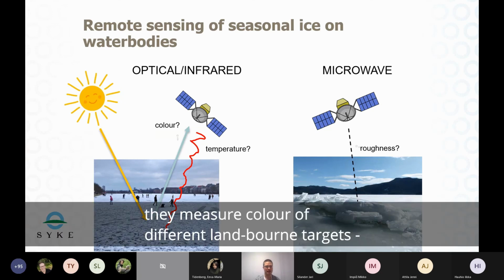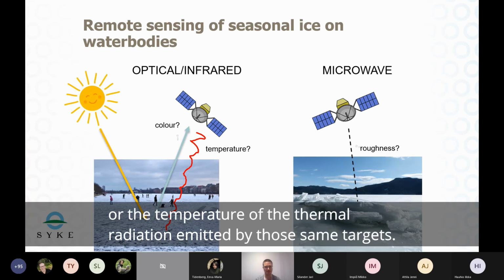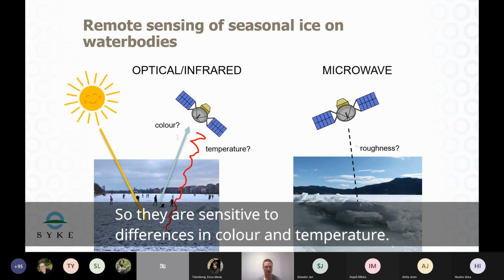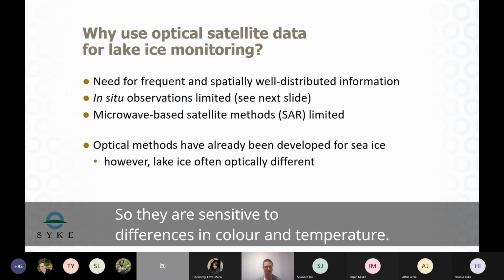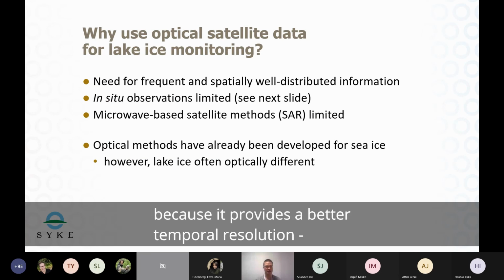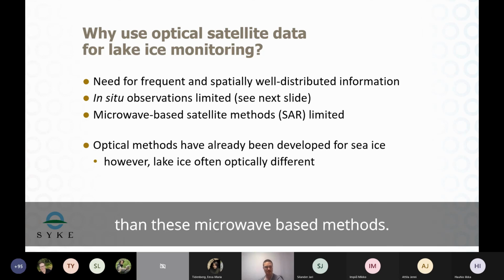But I'm mostly focusing on this left side, which is the passive methods, which, if we make a crude oversimplification, measure the color of different landborne targets or the temperature of the thermal radiation emitted by those same targets. So they are sensitive to differences in color and differences in temperature. And our approach is grounded in this tradition of optical remote sensing because it provides a better temporal resolution and swath width than these microwave-based methods.